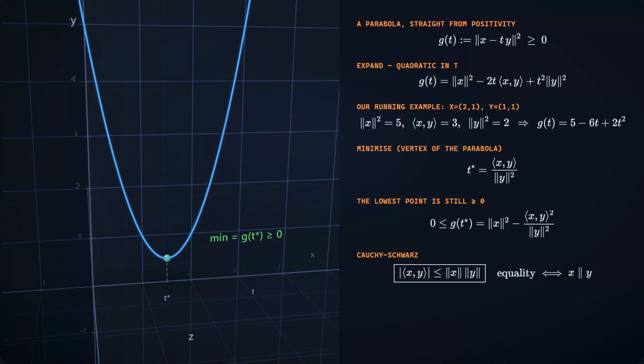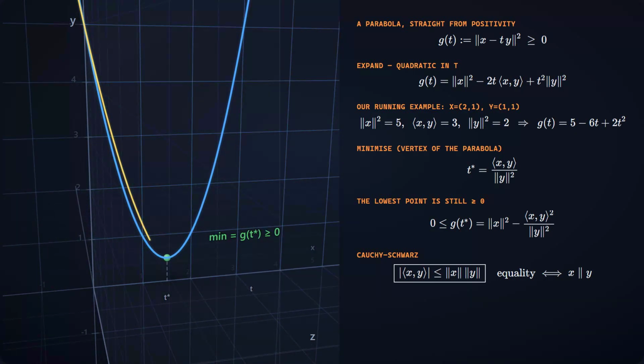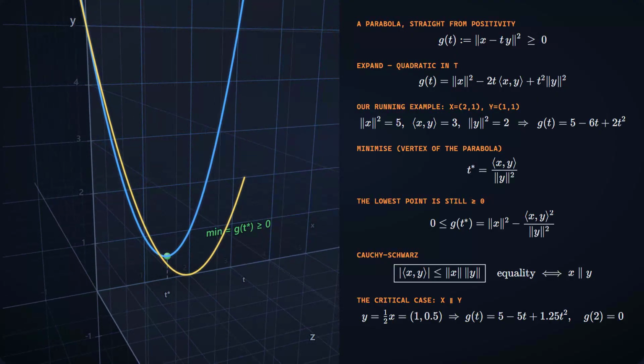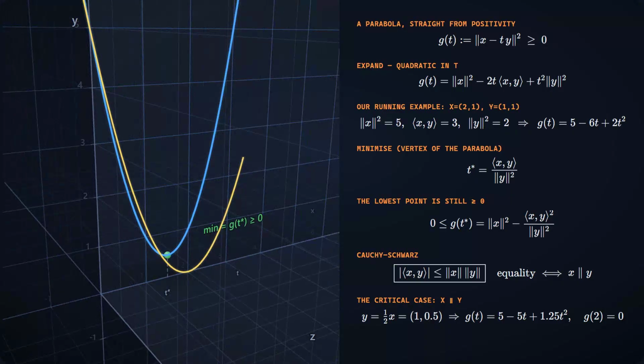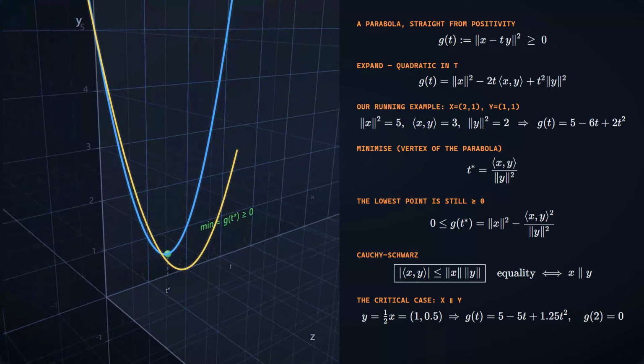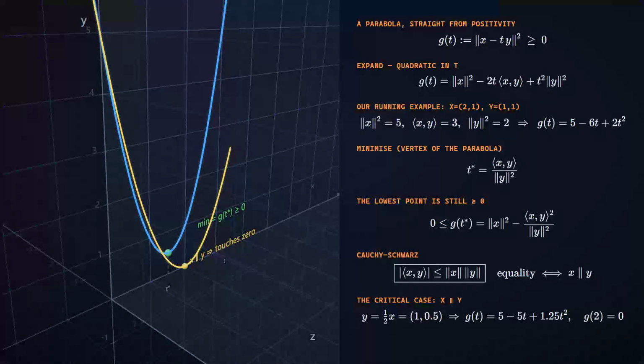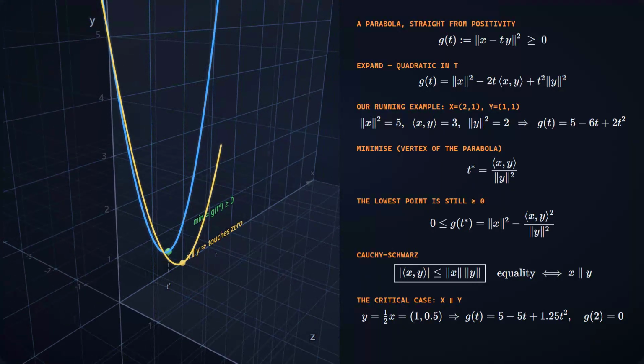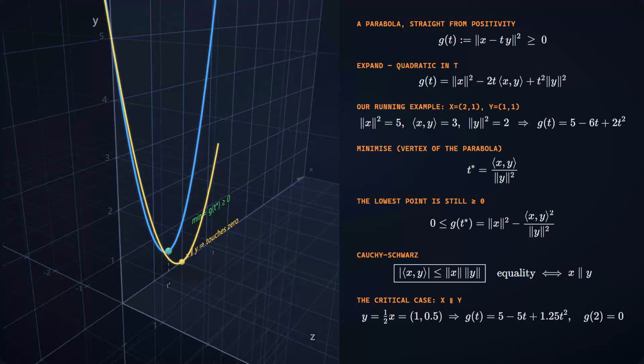An equality? When does the inequality become an equation? Exactly when the parabola dips down to kiss the axis, when x minus t star y is the 0 vector. That means x and y are parallel. The curve touching 0 is the algebra for pointing the same way.